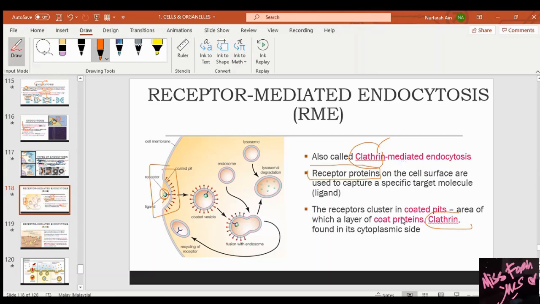So basically the pit, not throughout the surface of the cell but in certain parts of the cell, is coated with this protein. So you have receptors binding with the ligand, and they move towards this coated pit. And what happens the moment they move there? These coated pits start to fold inward, further invaginate, and eventually they form a coated vesicle.